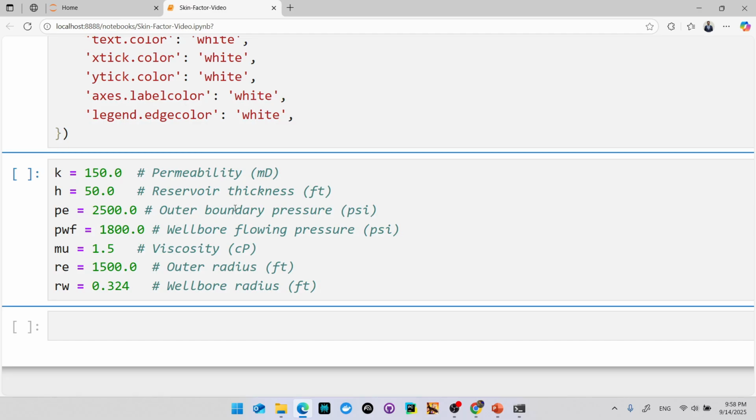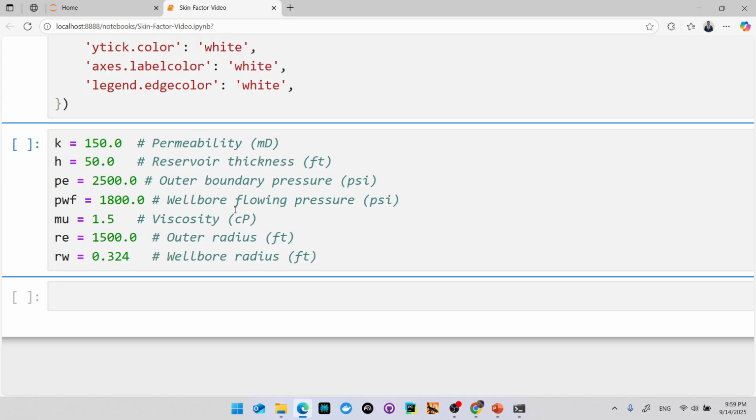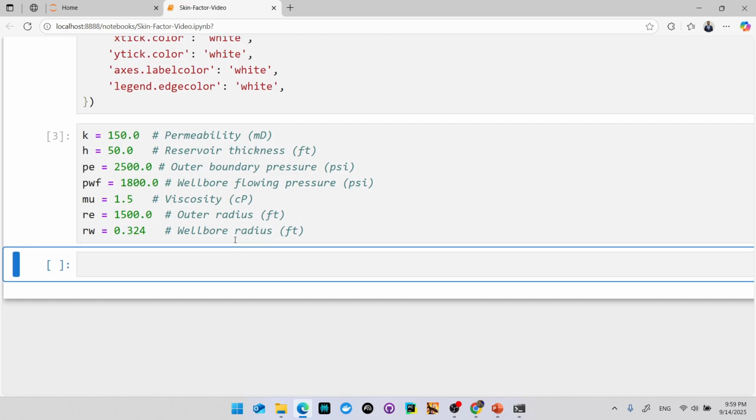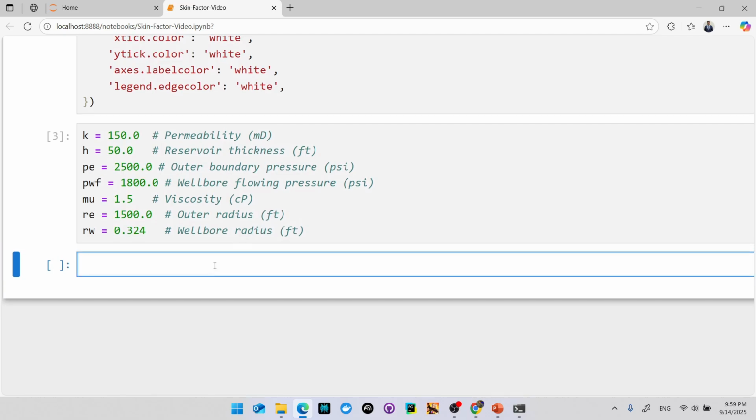We have the viscosity, the RE, the RW. We have the well that is vertical and fully penetrating the reservoir. And so we can write our own function for Darcy, solving Darcy for Q, to get the expected Q from this system. We need K, H, PE, BWF, mu, RE, and RW.